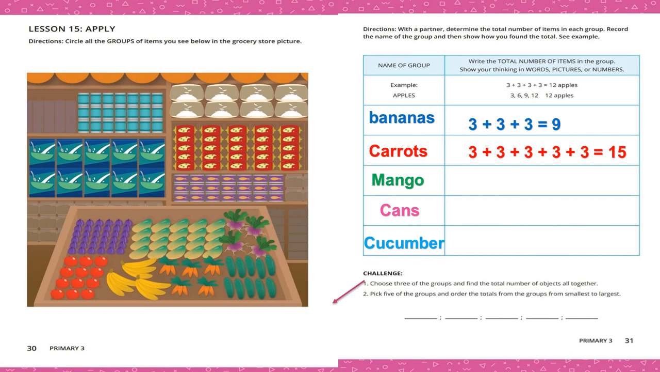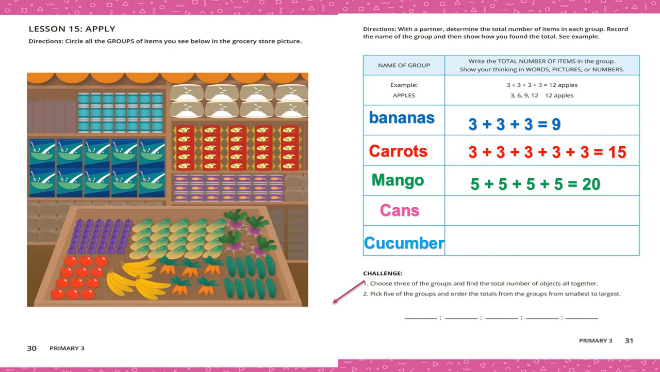Mango. We have mango here in array, and this array has 4 rows, and each row has 5 mango. Then we add 5 4 times. 5 plus 5 plus 5 plus 5. 5 plus 5 equals 10. 10 plus 5 equals 15. 15 plus 5 equals 20.